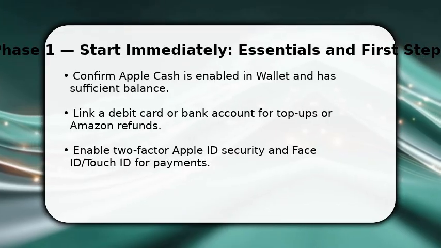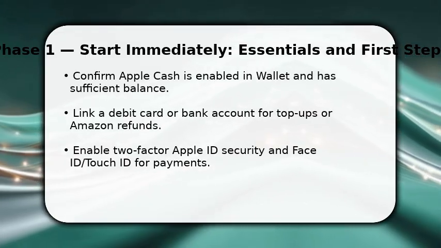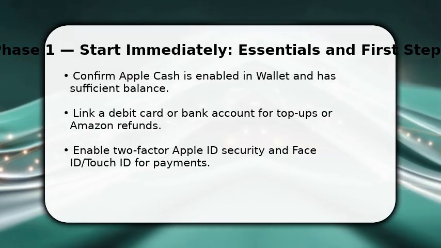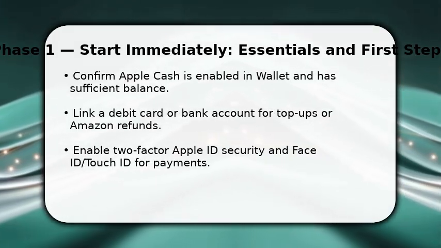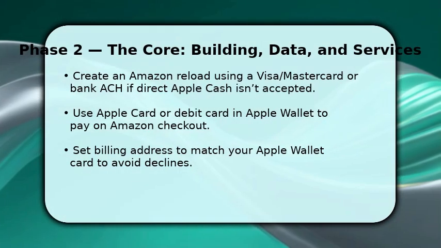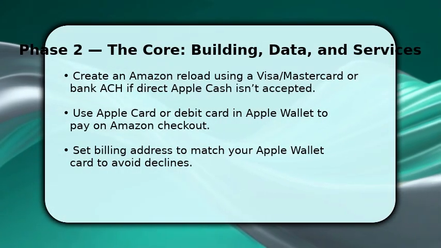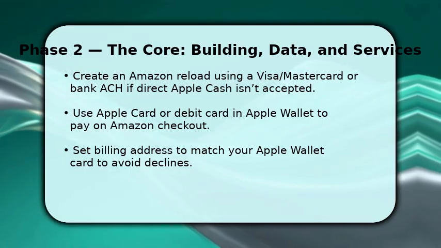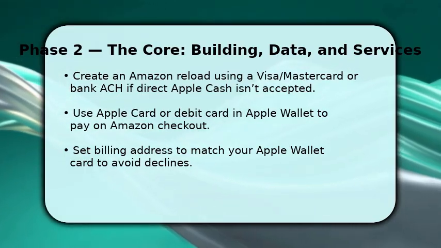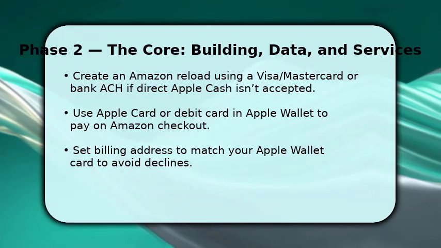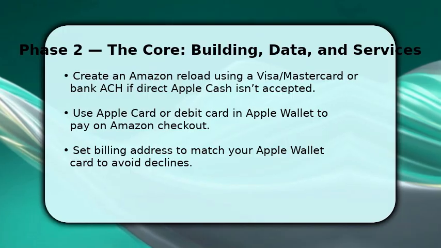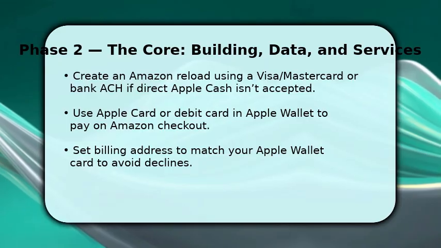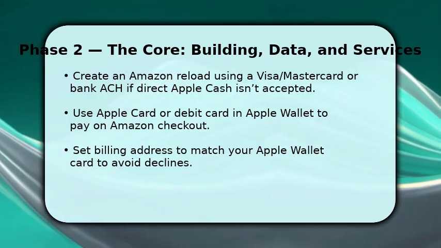You're preparing the account and payment flow so Amazon can accept funds without delay and refunds route back to Apple Cash. You now add a qualifying payment method to Amazon. Because Amazon doesn't accept Apple Cash directly, use your Apple Card or the debit card you added to Wallet at checkout. Log into Amazon, go to Payment Options, and enter the card details exactly as shown in Wallet. This sync ensures authorization. Once added, choose that card at checkout and confirm CVV and billing address. Matching addresses reduce declines. This step bridges Apple Cash funds.